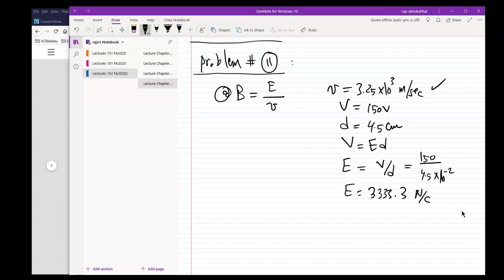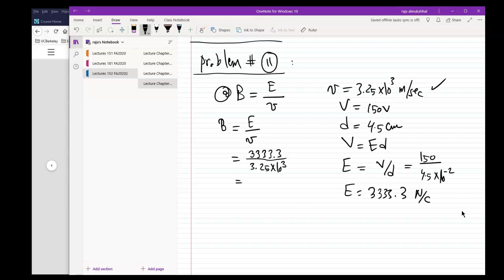Okay. So now he said, what is the magnitude of the magnetic field? Well, B is equal to E over V. So that makes it 3.3 divided by velocity. He said it's 3.25 times 10 to the third.